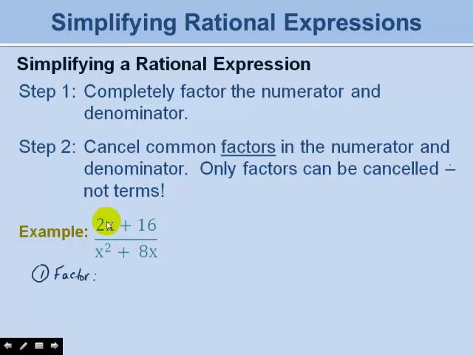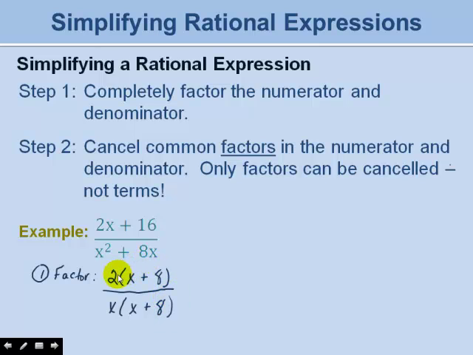So in the numerator, if we're just looking at the greatest common factor between these two terms, it would be 2. So we're going to factor a 2 out of each of those two terms, and that gives us 2 times x plus 8. In the denominator, our greatest common factor would be x, because we have an x in both of those terms. So here, if we factor an x out, then we have x times x plus 8.